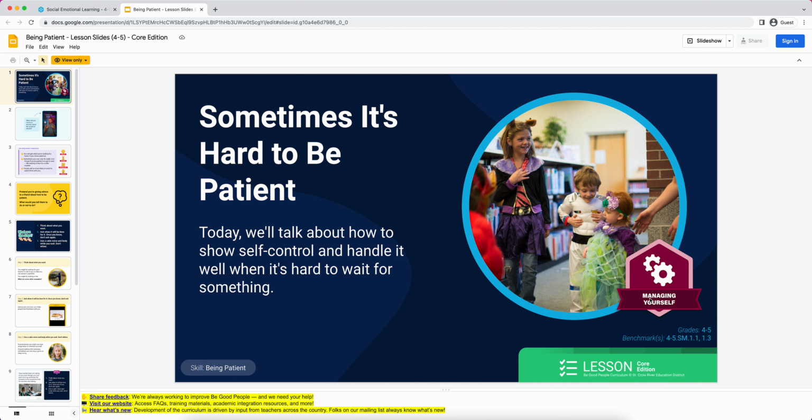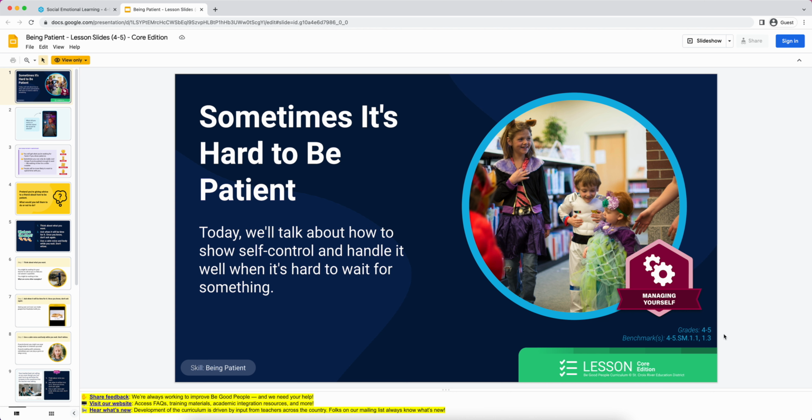On the bottom right here, this is what we call a learning badge. There's 5 main SEL competencies. Those are the same 5 areas that our SEL standards in Minnesota are written around. One of them is self-management. So you see down here a benchmark code for the 4 through 5 grade band for self-management.